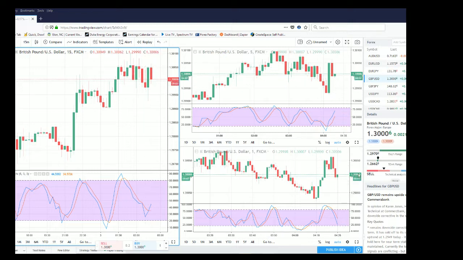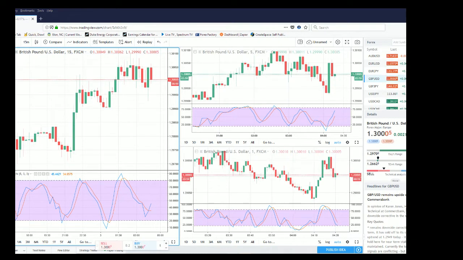Now, price is currently at 3,000. I'm actually going to go in here at 3,003, and I'm just going to trade one contract and see if I can have it where y'all can see it.